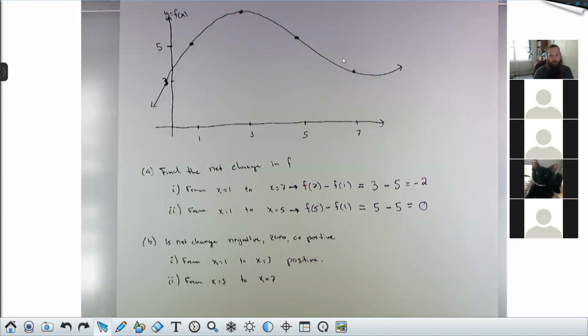From here to here, I'm ending up lower down than I started. I'm starting here, I'm finishing here. This is below this. So even though I couldn't compute it, because I don't know what f of 3 is, I don't know what the y value is there, I can say that because this point is below this point, my overall change has been negative. Overall, I've gone down.